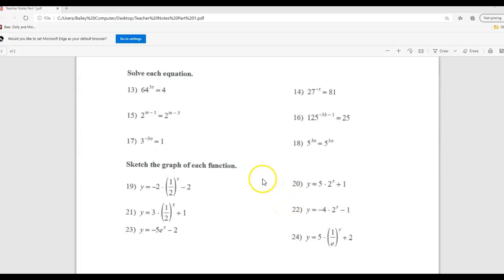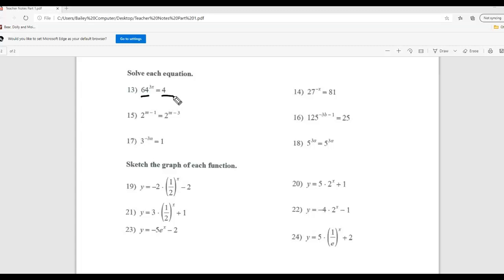Now we're going to transition into something else. We're going to talk about solving equations at this point. So solving exponential equations requires you to get the left side of your equation and the right side of your equation to have the same base.